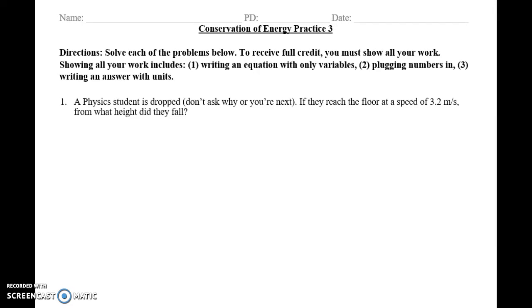In this practice, you're going to use the conservation of energy to solve each of these problems. So I wanted to do an example for you, and then I'll be back in class shortly.